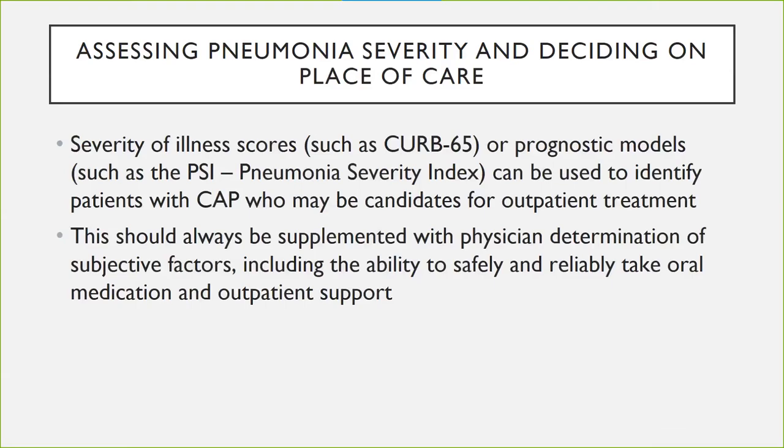So when deciding where to triage someone with pneumonia, there are several methods that can be used as a guide. The 2 most commonly used scores are the CURB-65, which is a severity of illness score, or a prognostic model such as the Pneumonia Severity Index, or PSI. Both of those can be used to identify patients with community-acquired pneumonia who might be candidates for outpatient treatment. As with any score, it should always be supplemented with a physician determination of subjective factors, including the ability to safely and reliably take oral medicines and the patient's outpatient support.